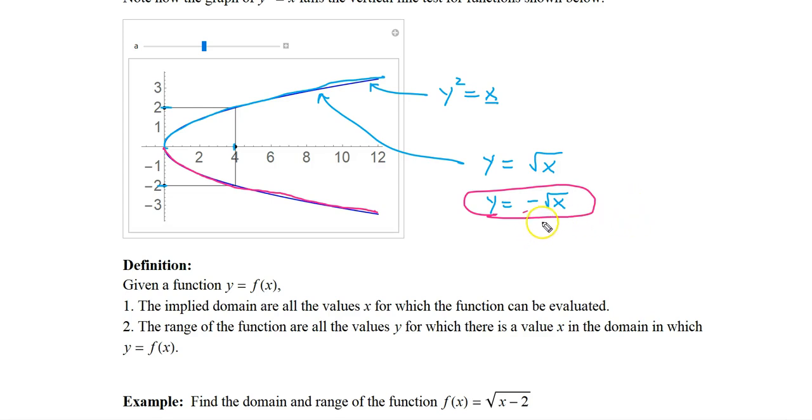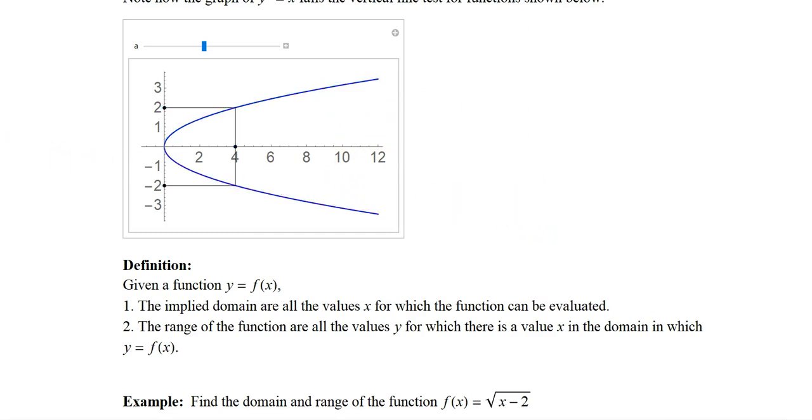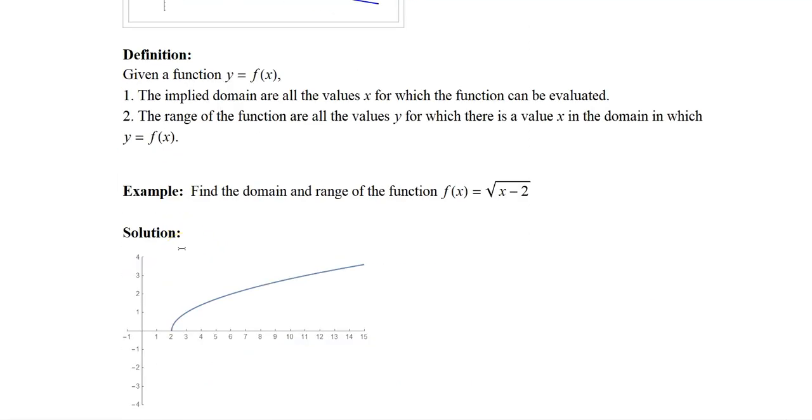Now let's take a look at definitions for domain and range of a function. So here's a definition. If we're given a function y equals f of x, the implied domain are all the values of x for which the function can be evaluated. So that's what we call the domain of our function. It's just any number that you can plug in here for x and have this make sense. That's our domain. All those numbers are going to be our domain.